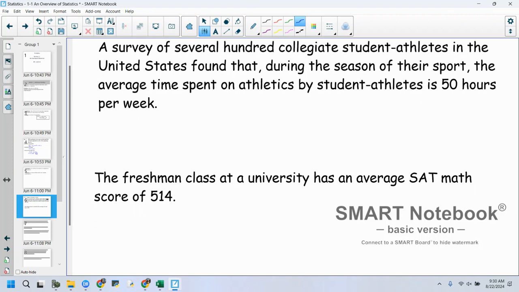Side note, I get almost all of these examples from the book, okay? The book always provides where they got that information, which is great.